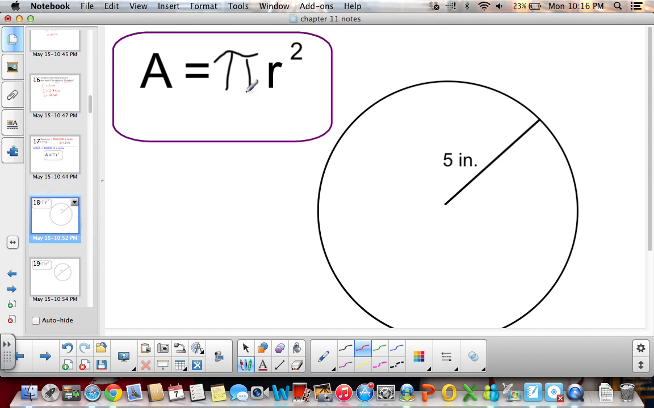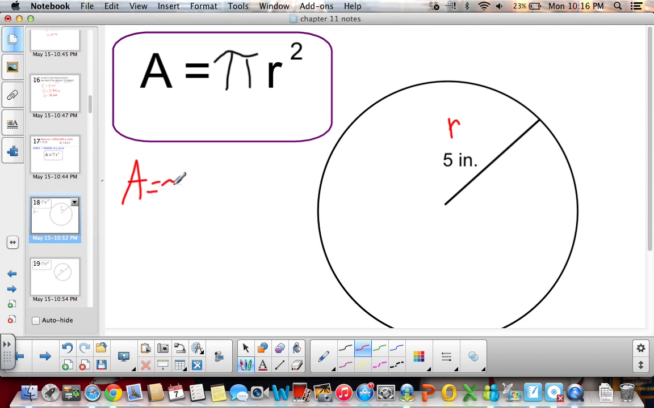So for area, there's not two different formulas. This is the only formula, pi times radius squared. So you always have to use the radius. So in this circle, we're given our 5 inches. This is our radius because it's halfway through the circle.